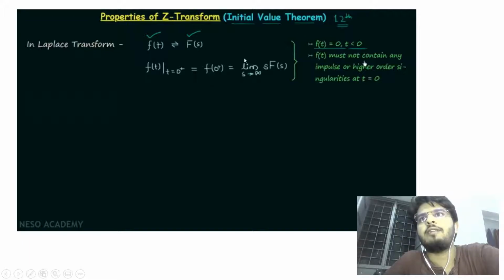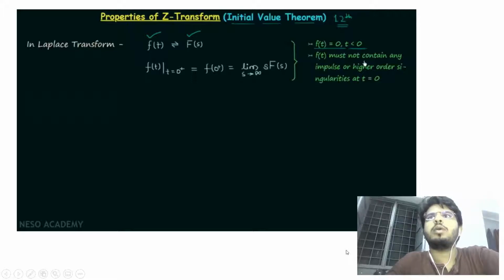we'll have to take the limit s approaching infinity of s multiplied by the function after having a Laplace transform over the input signal. There are a few conditions for that: the input signal must be 0 at all times before t is equal to 0, and the input signal must not contain any impulse at t equals 0.